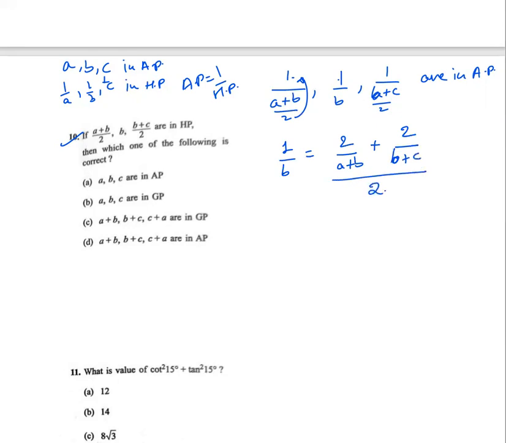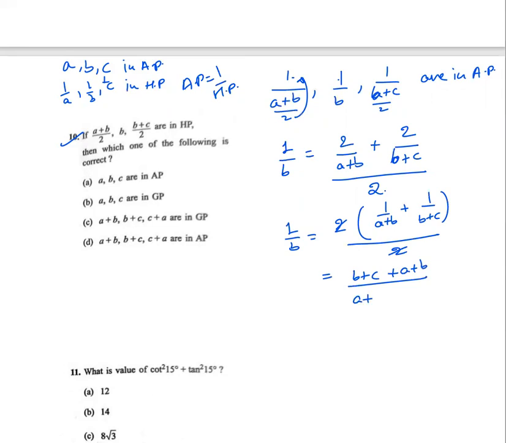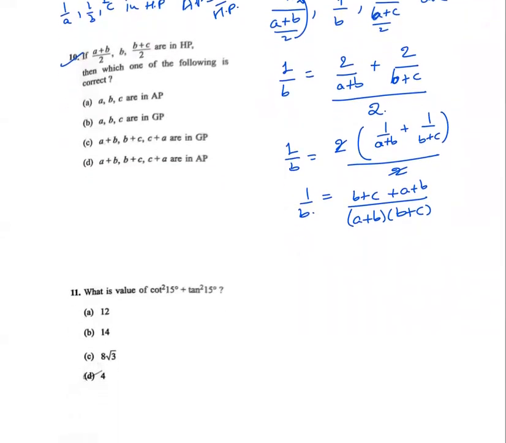This is known as your arithmetic mean, right? So the middle term is equal to the sum of the first and third divided by 2. Now I can take 2 common and write 1/(A+B) plus 1/(B+C), whole thing divided by 2. So 2 cancels out, and we get 1/B equals this. Now if I cross multiply, I'll get (B+C+A+B) divided by (A+B)(B+C), which equals 1/B, because the LCM of A+B and B+C is this.